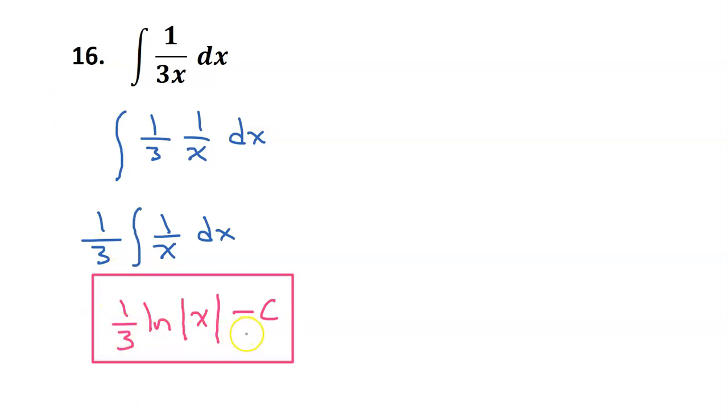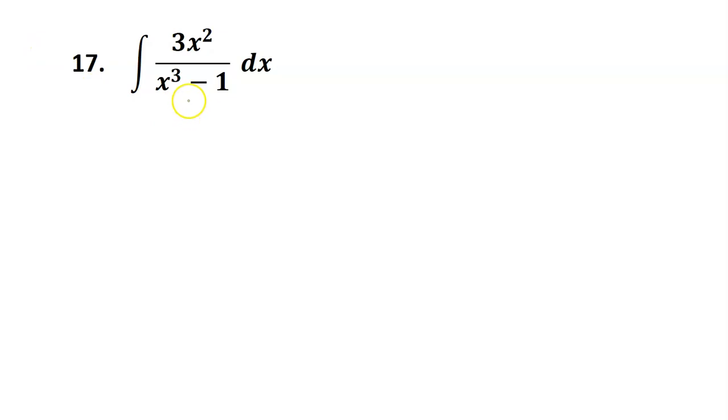And there's your final answer. Number 17, the degree of the denominator wins by 1. So let's go straight into u substitution. Let's let the entire denominator equal u. So u will equal x to the 3rd power minus 1, which means that u prime will equal 3x squared.